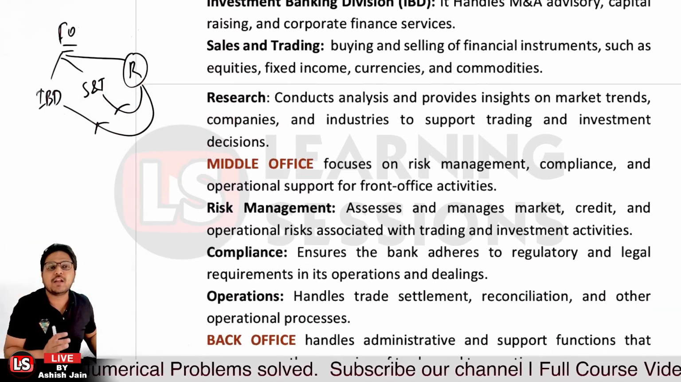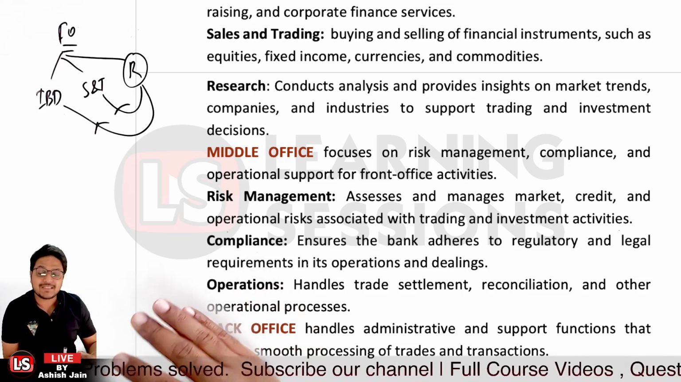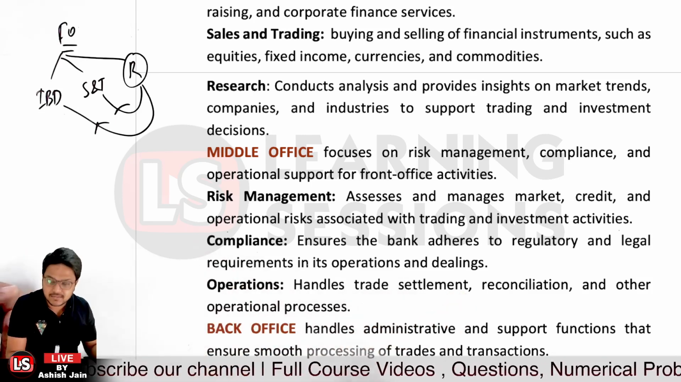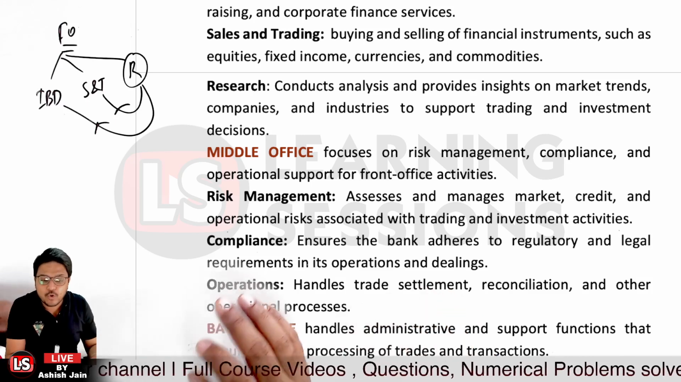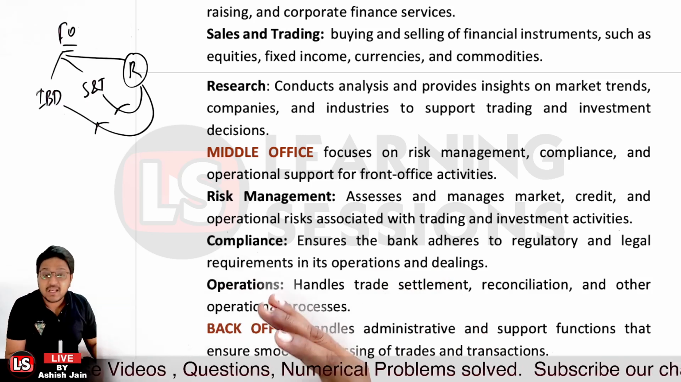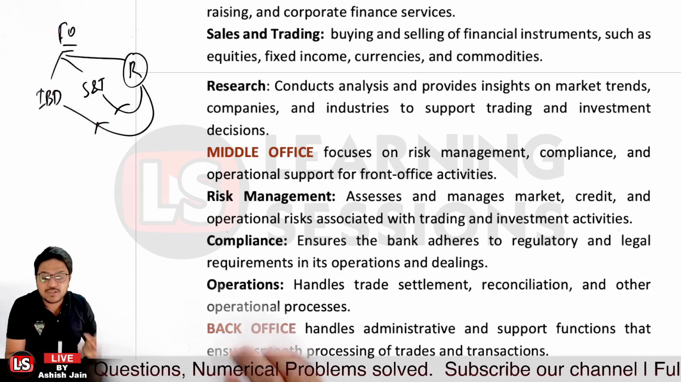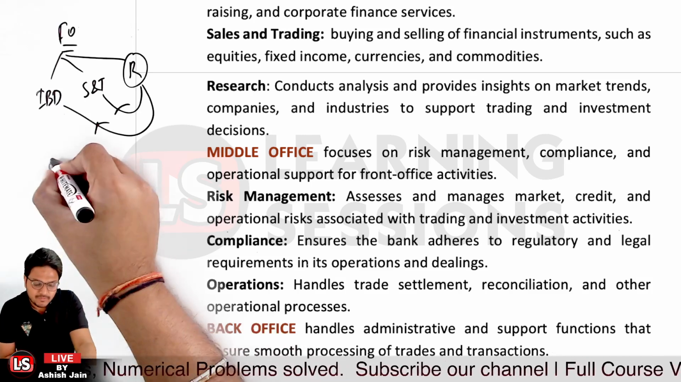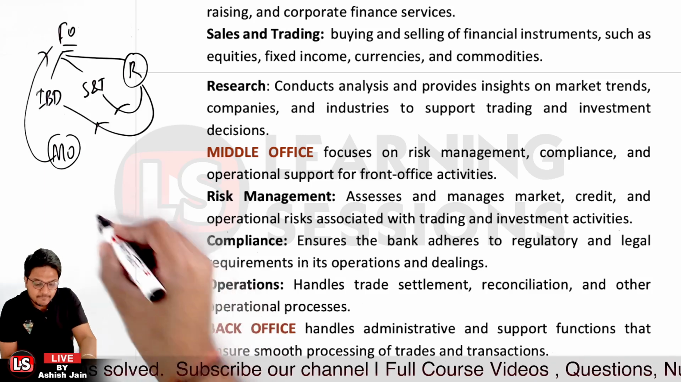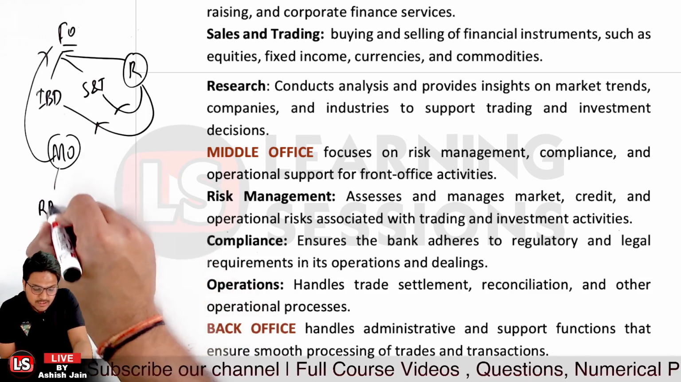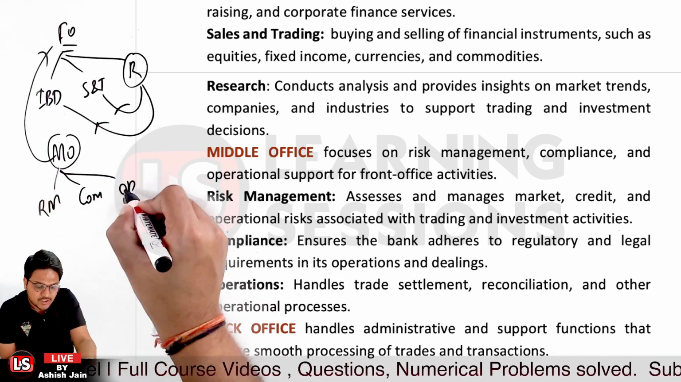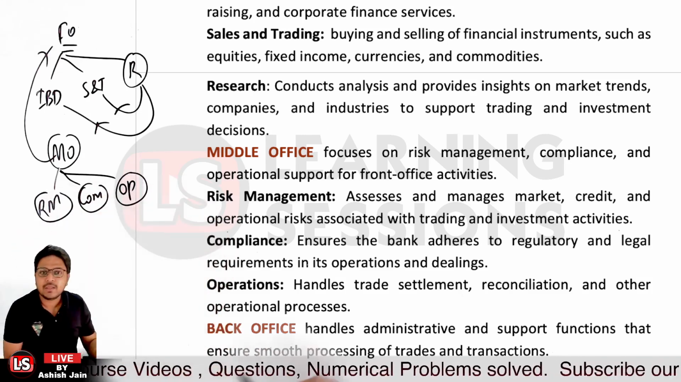And the second one is the middle office. When we talk about the middle office, it's there for risk management. The major thing is risk management, through compliance and through operational support, right? So it's providing operational support to the front office and also helping in compliance and managing risk. So these are the three functions of the middle office: risk management, compliance, and operations.